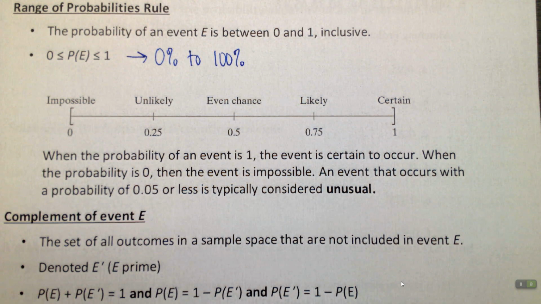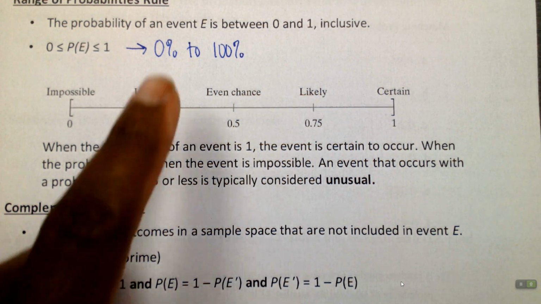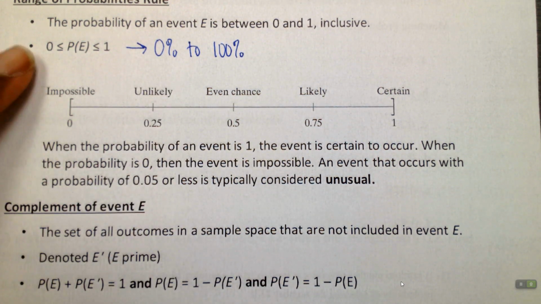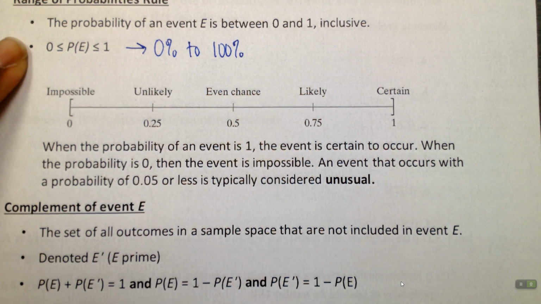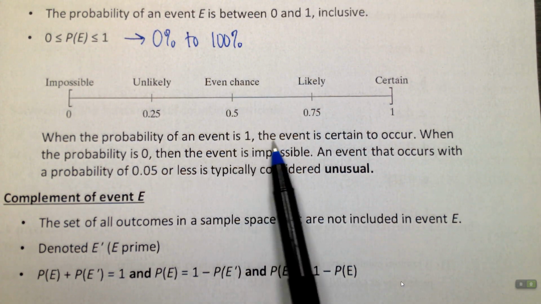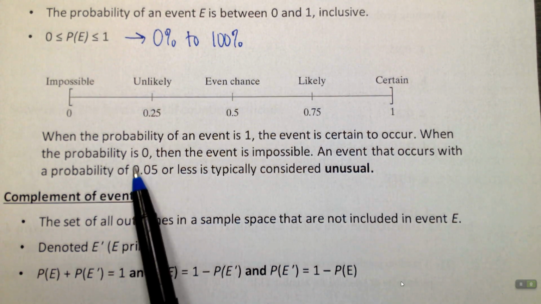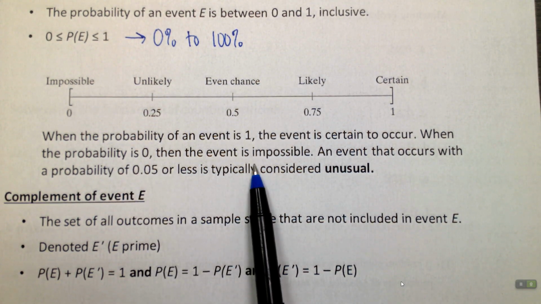But normally we keep it in decimal form because this is easier to work with. If you're interpreting, you may want to change it to a percentage, but we're going to keep it in decimal form, and we want 3 decimal places just in general. When the probability of an event is 1, the event is certain to occur. When the probability is 0, the event is impossible.